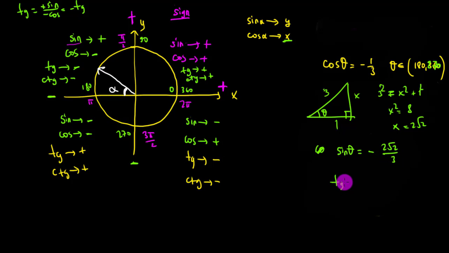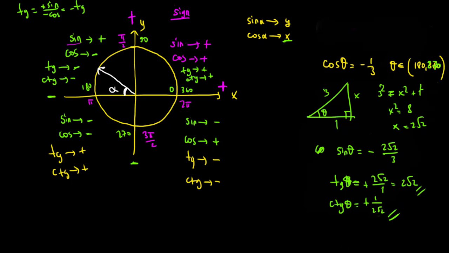So what is tangent theta? Opposite over adjacent, it is 2 root 2 over 1. So here the sign is plus. So it is just plus and it will be 2 root 2. Okay, what is cotangent theta? Adjacent over opposite, 1 over 2 root 2. It is also plus. So you have found all the ratios.